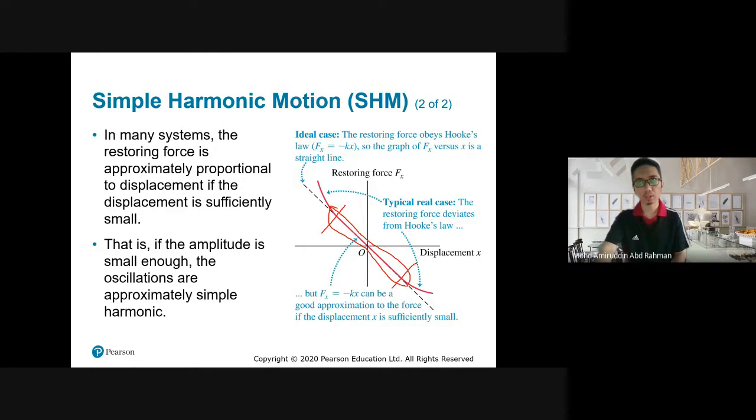When we look at it over here at this moment, this is what we call simple harmonic motion, because it will nicely follow the period. So this is the simple harmonic motion.